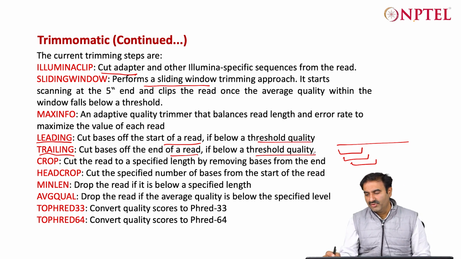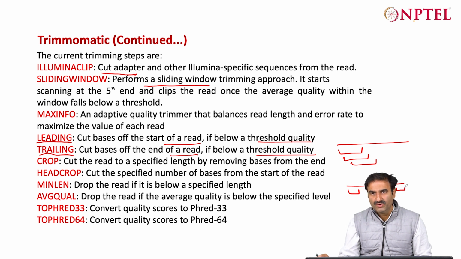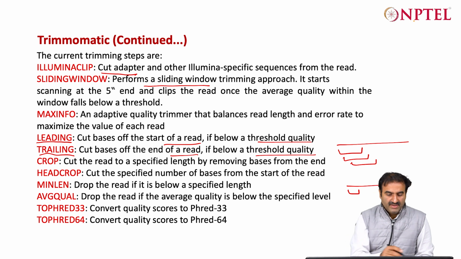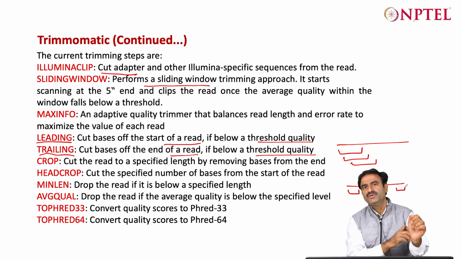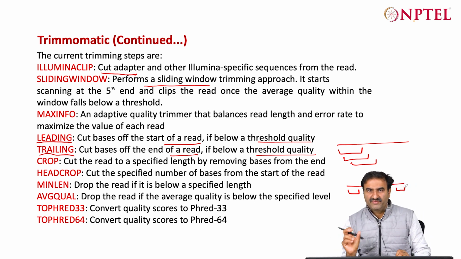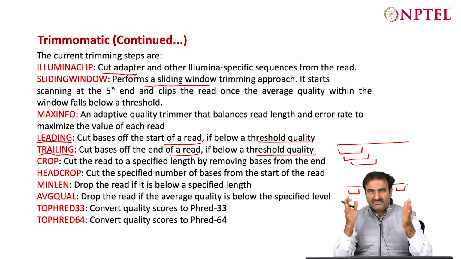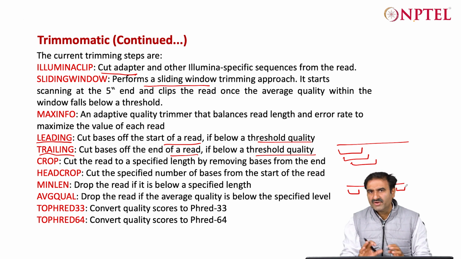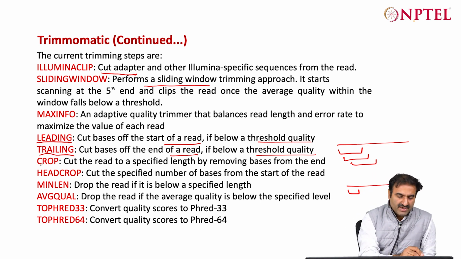It could be that at the start the quality values are very low, so you would like to remove sequence from the start. Sometimes you know that 5 or 10 base pairs at the start or end should be removed from all the sequences because they are of poor quality, or to make the sequences of equal length, based on your requirement. So you can cut those from the start or end.